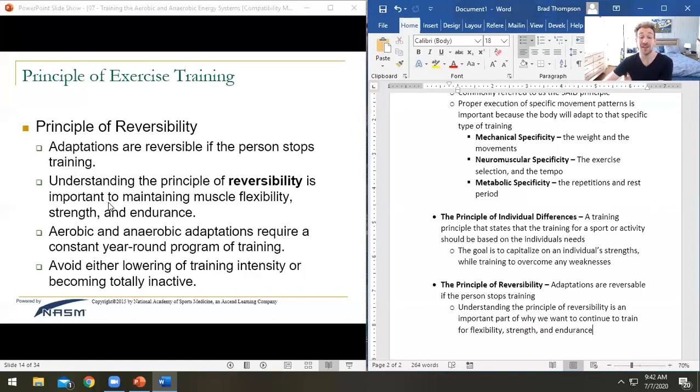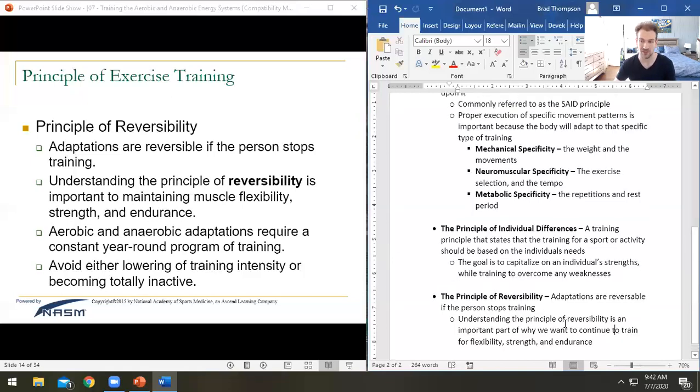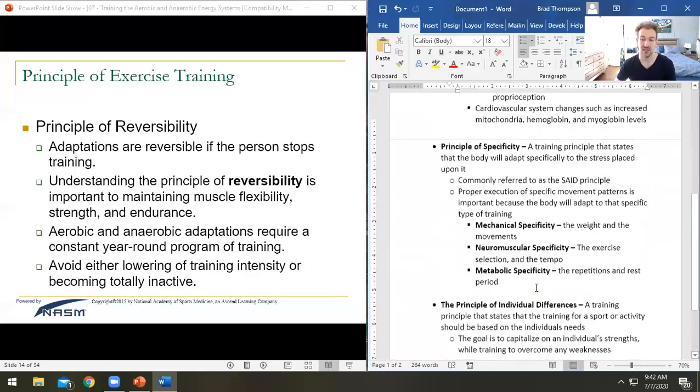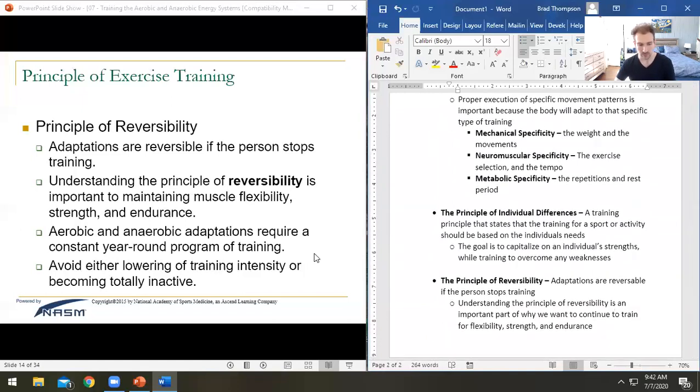So anyway, aerobic and anaerobic changes. I will say your aerobic changes in particular are something that disappears quickly. Aerobic changes are based on enzymes, and enzymes are a very short-lived protein inside of your body, so that's something that can disappear really fast. But at the same time, it's something that can come back really quickly as well, as long as you start going back to that principle of overload. So we want to basically avoid training at an intensity that becomes totally inactive. We want to avoid not training. So understanding reversibility is key there.